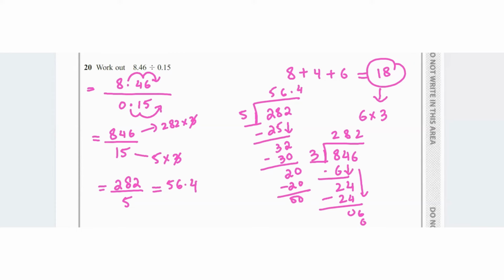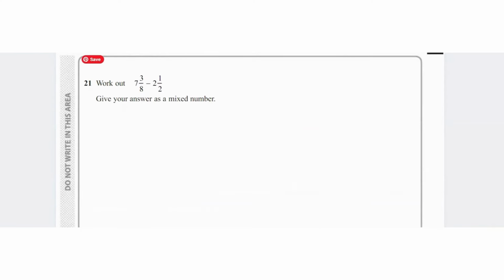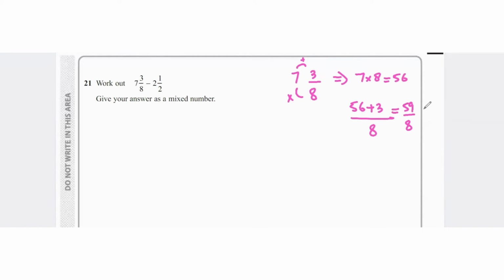That is your answer. Question 1 says, work out 7 whole number 3/8 minus 2 whole number 1/2. Give your answer as a mixed number. So first we will convert the mixed numbers into improper fractions. To convert a mixed number to an improper fraction, we multiply the denominator and whole number and then add the result to the numerator. 7 times 8 is 56. So we do 56 plus 3 and the denominator remains the same, which is 8. That's going to be 59 over 8.